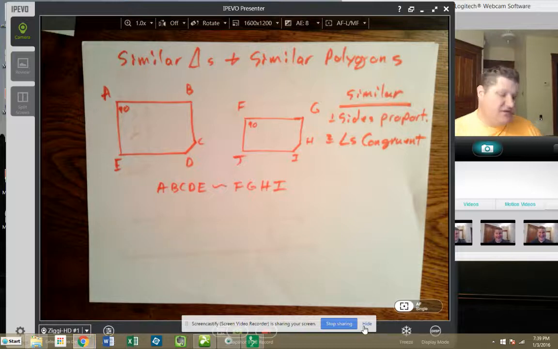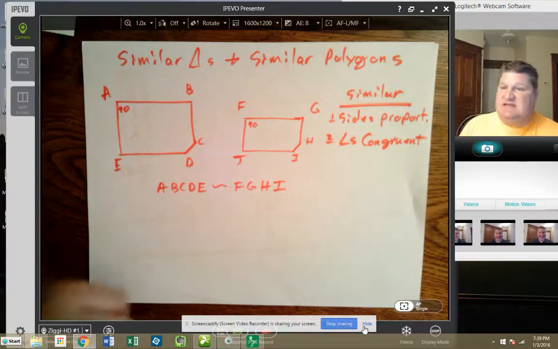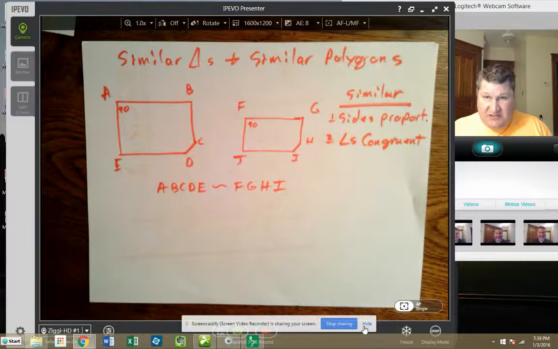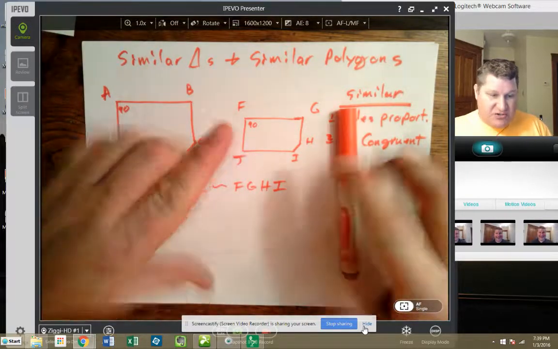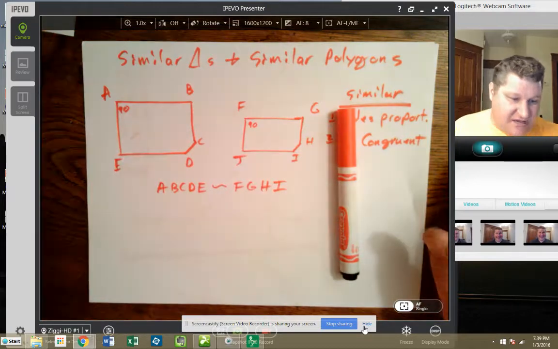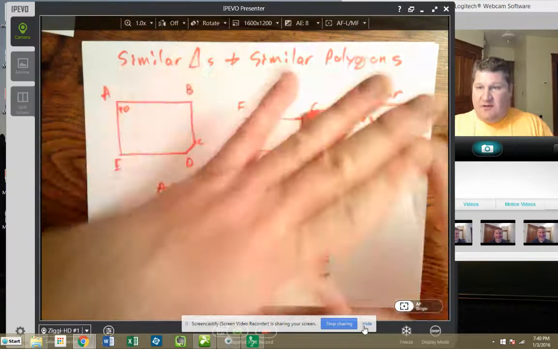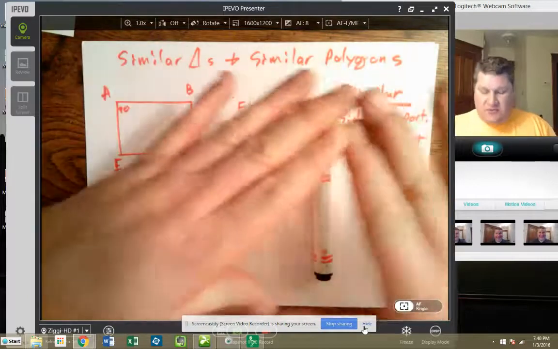Okay, ladies and gentlemen, let's talk about similar triangles and similar polygons. Now, this is two sections in your book. It really doesn't need to be two sections because, again, let's just talk about something very quickly. Congruent means two things that are exactly the same size. In fact, if I had my little sticks, we could go over two absolutely congruent figures, okay?